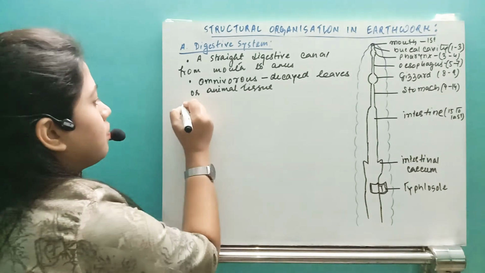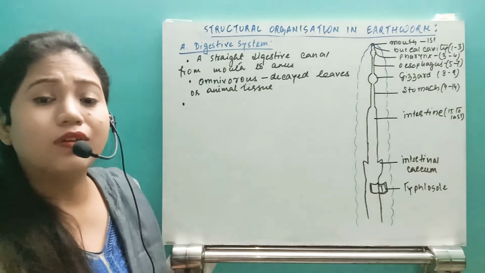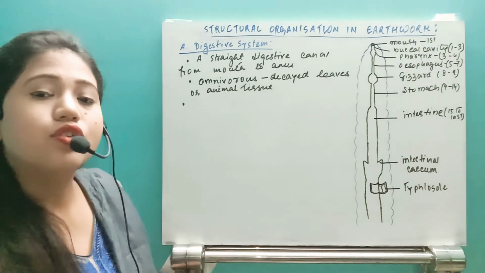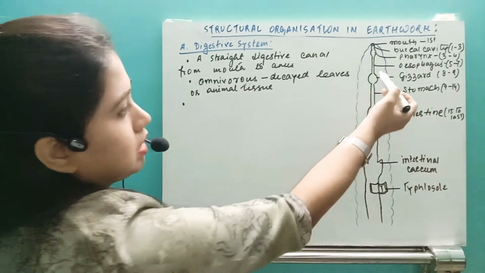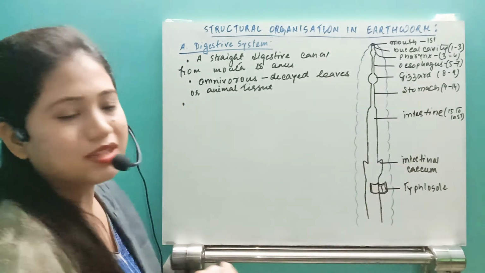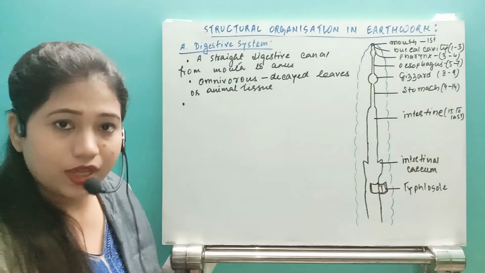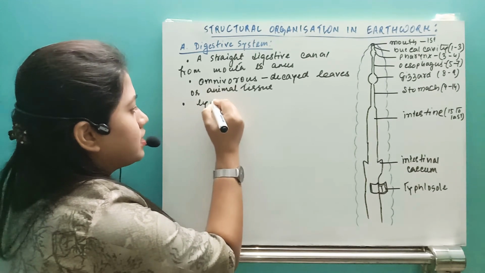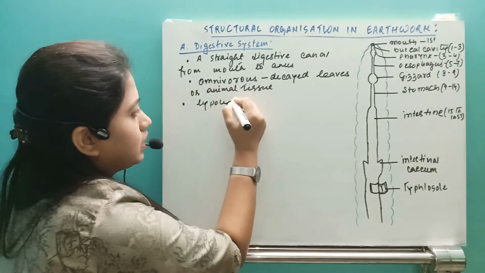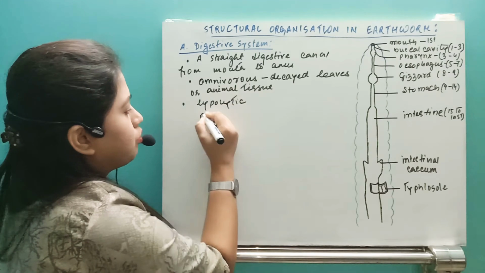Next, what type of digestive glands they have. Remember, this is the pharynx. In the pharynx, they have the pharyngeal cells. These pharyngeal cells have lipolytic, then proteolytic enzymes.